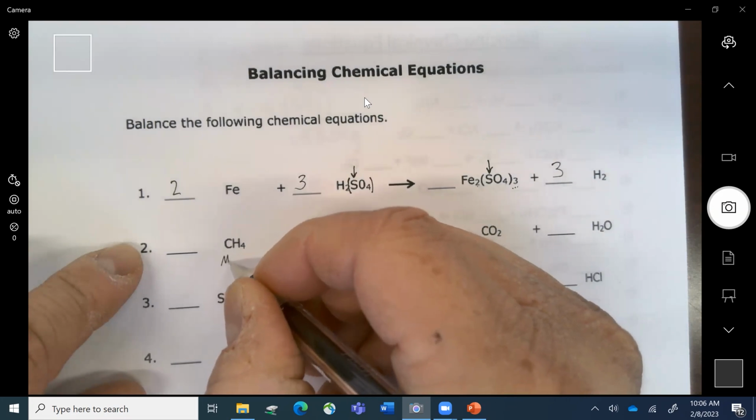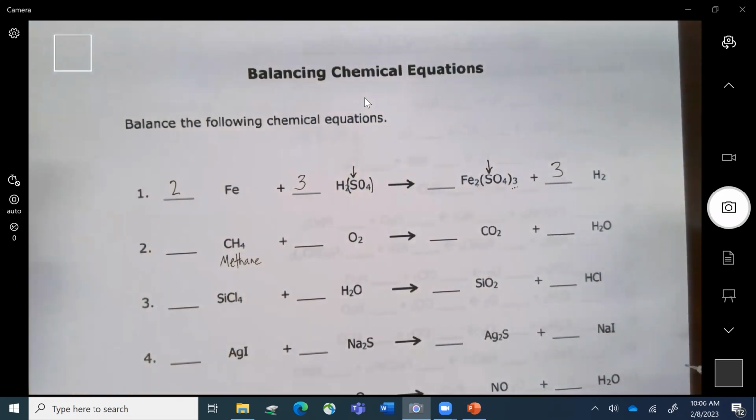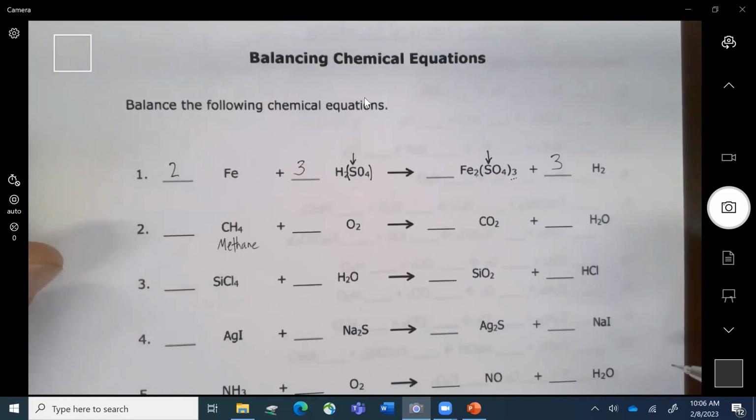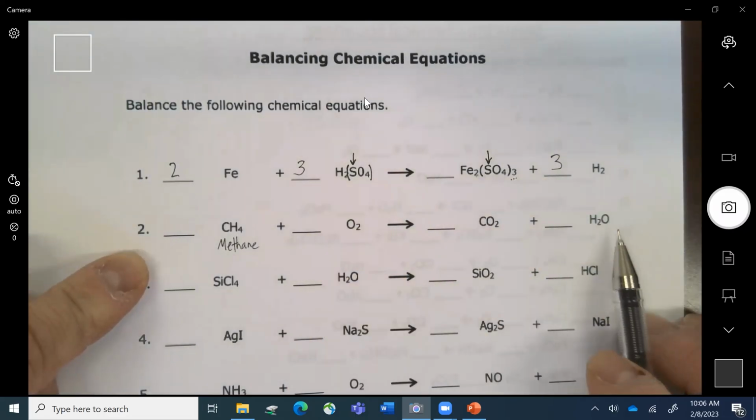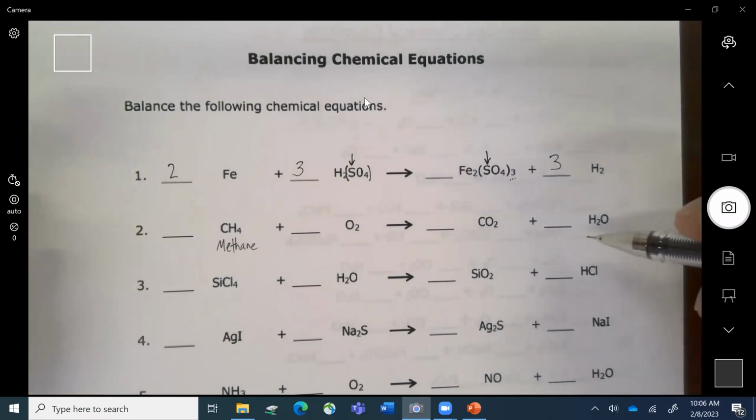CH4 is methane. That is what your furnace burns if you have natural gas, just FYI. Okay, so here on this left side are reactants. So here's our products. Now this one gets to, there's a trick to doing these reactions.